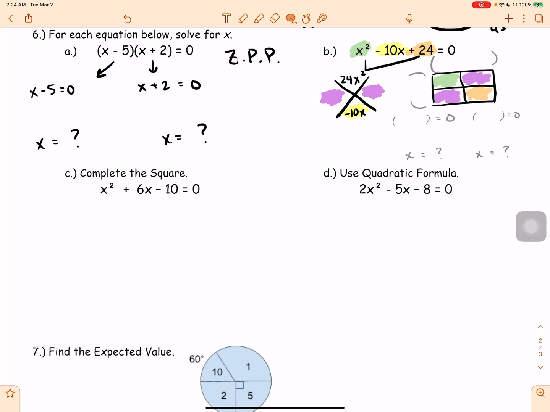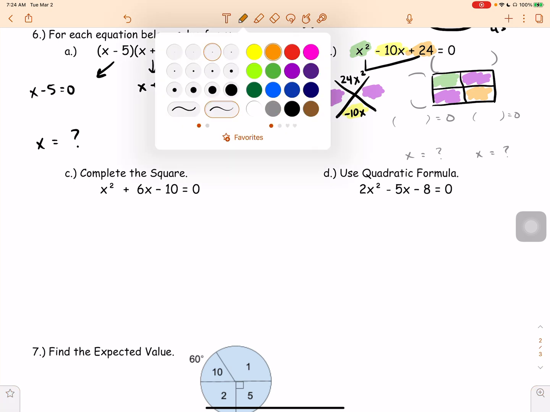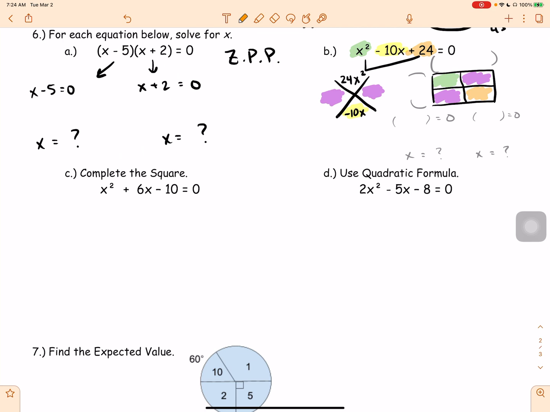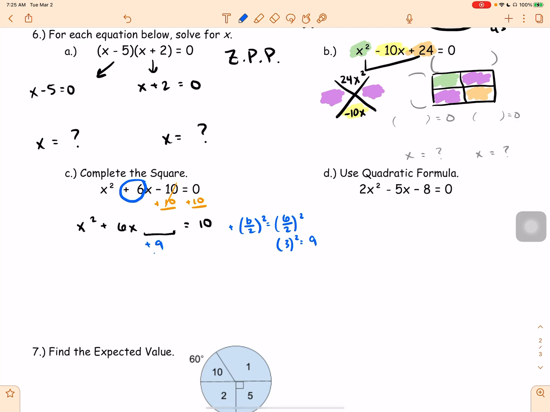Alright, so now for completing the square, you guys should find the steps that we've done them because you need to review it. But I'll do the first step. So the first thing is to add the 10 to both sides. So then you're going to have x squared plus 6x blank equals 10. And then you need to add the b over 2 squared to both sides. So our b here is 6. This is our b. 6 over 2 squared is 3 squared, which is 9. So we're going to add 9 to both sides.